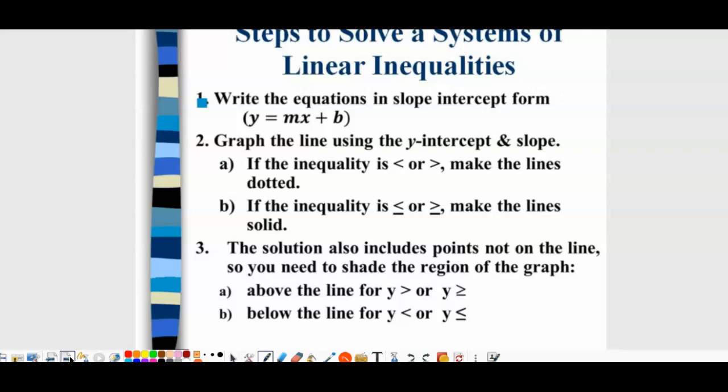These are all the same rules that we used when graphing linear inequalities. If the line is greater than or equal to or less than or equal to, then the line is solid. If it is less than or greater than, then the line is dashed, meaning that solutions don't come from the dashed line, but they do come from the solid line. If y is greater than or equal to, it is above, and less than or equal to is below.